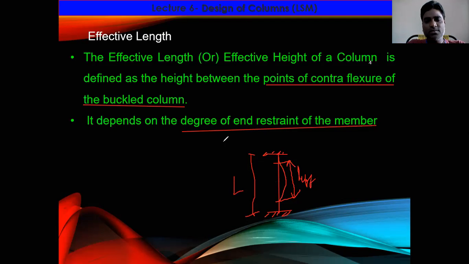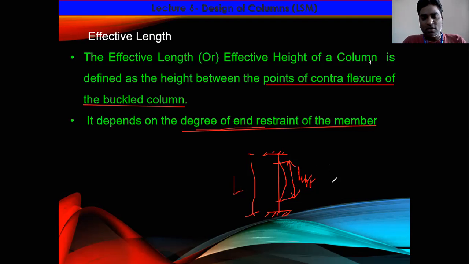So it depends upon the support condition, that is end restraint. This will affect the strength of the column, because it is a main factor in determining the strength of columns. It also depends on the slenderness ratio, because based upon this you have to decide whether it is a long column or short column.